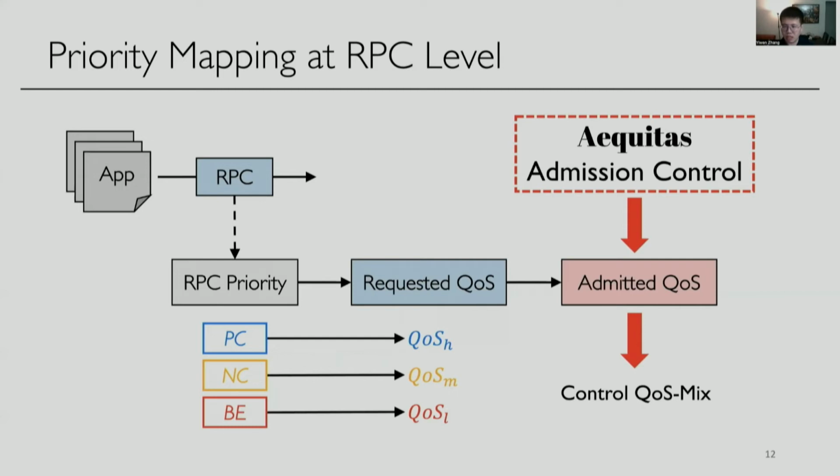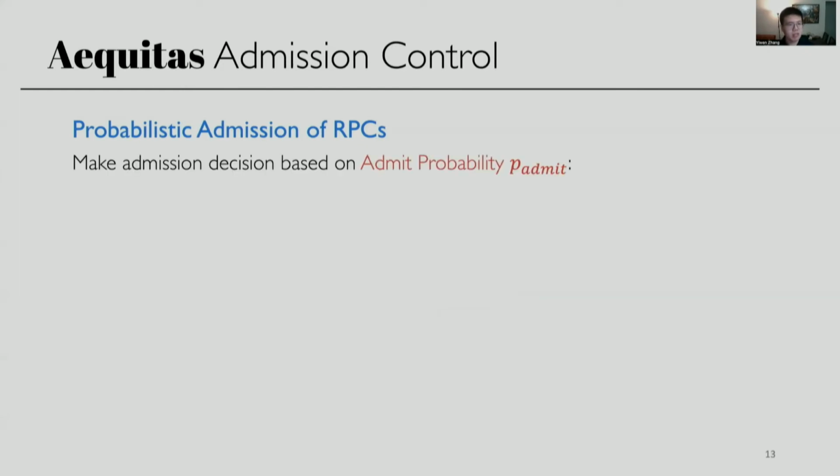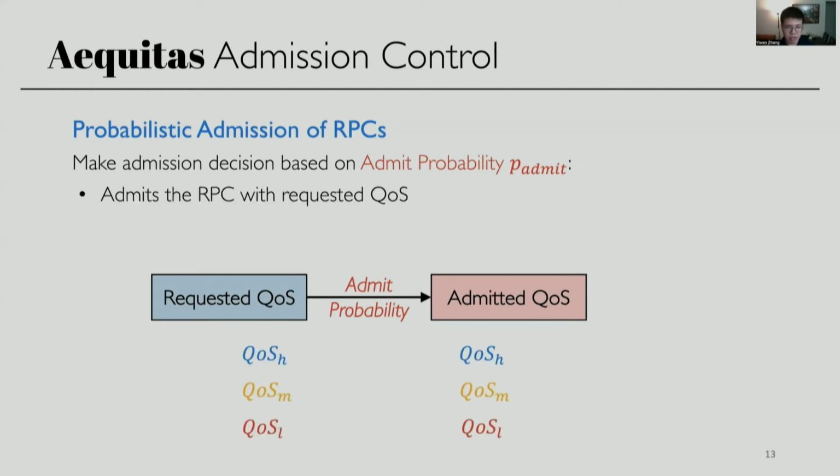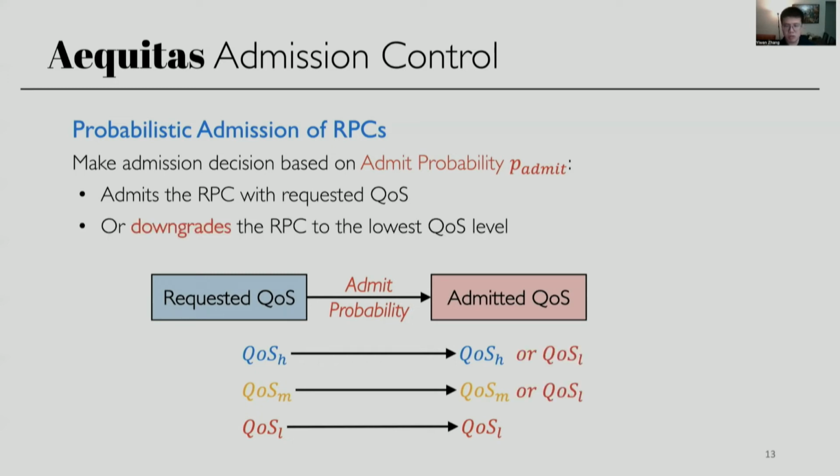Next, let's look at how Aequitas performs this admission control. We adopt a probabilistic approach when admitting RPCs. The admission decision is made based on an admitted probability, or p-admit. Based on the value of this p-admit, Aequitas either admits the RPC with its requested QoS level, or it downgrades the RPC to the lowest QoS level. Here, the lowest QoS level has no SLO guarantees and serves as a scavenger class. When a QoS downgrade happens, Aequitas also notifies the applications such that they have the freedom to update their RPC priority distribution.